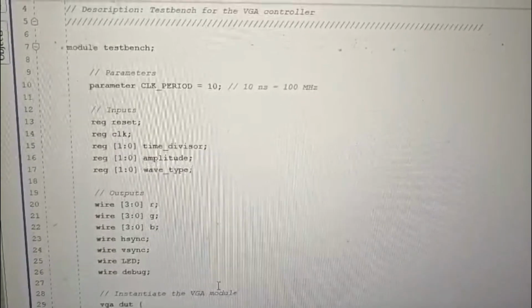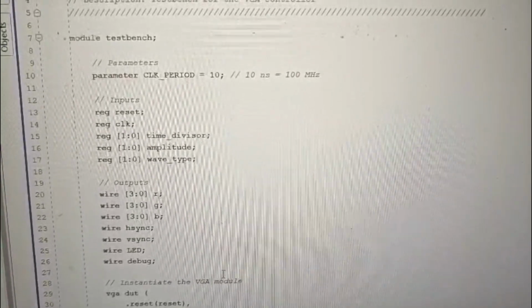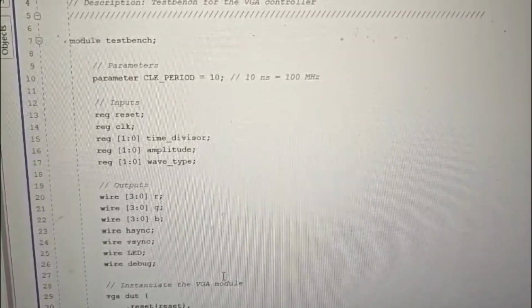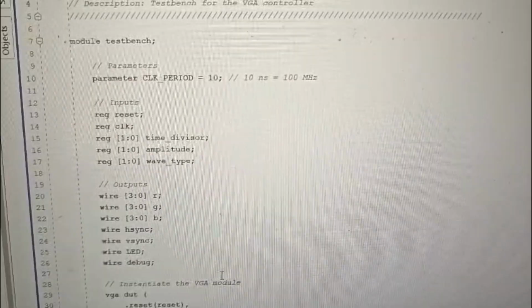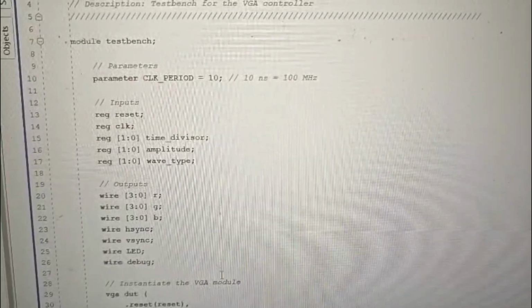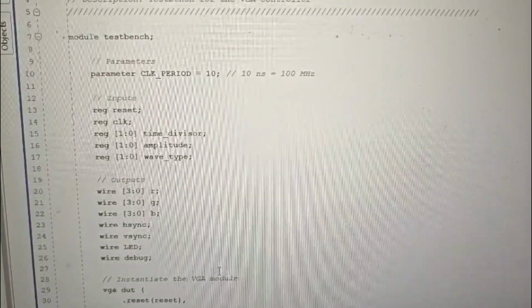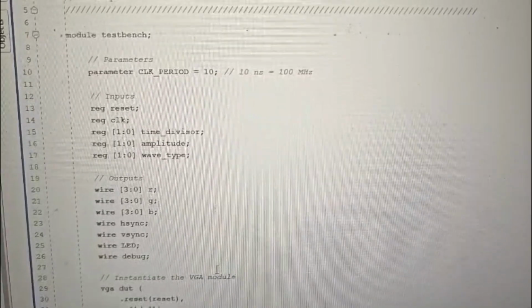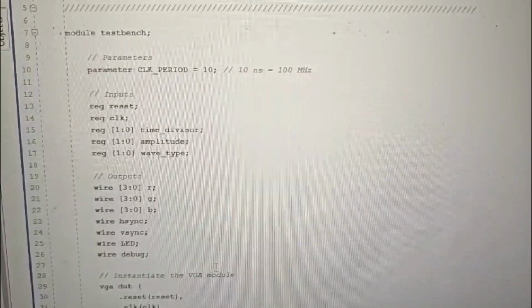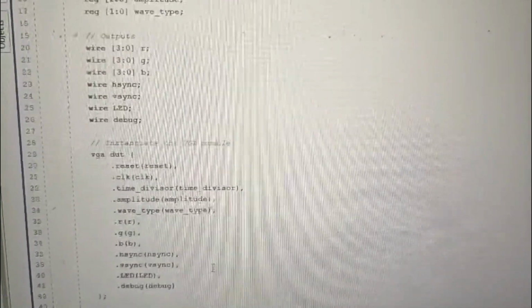This is the test bench that we've written for simulating the digital oscilloscope. Its inputs are reset, which resets VGA controller and wave generator, clock, time divisor, which controls time scaling, amplitude, and wave type, which selects the waveform depending upon its value. The output signals are the RGB values, which are the pixel color values, the H sync and V sync, which are VGA synchronization, and LED and debug, which are internal signals for confirmation during simulation.